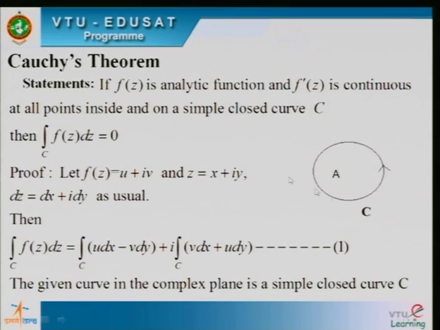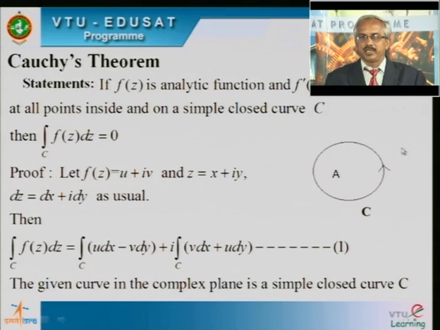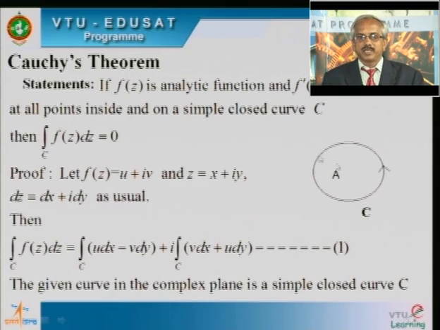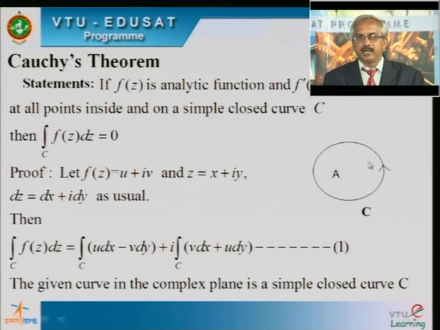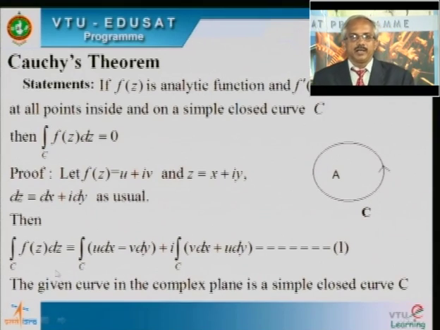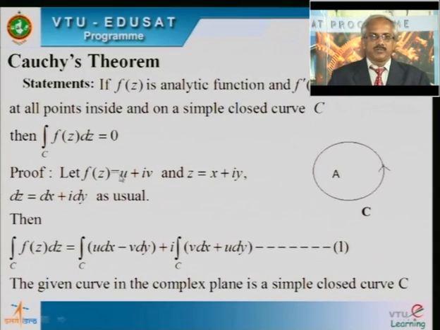So now, before taking the proof, I have taken a simple closed curve like this in the complex plane. Here is the region bounded by this curve, and f of z is analytic inside as well as on this curve. Then as usual f of z is represented by u plus iv, and z is a complex number x plus iy, dz is equal to dx plus i dy.